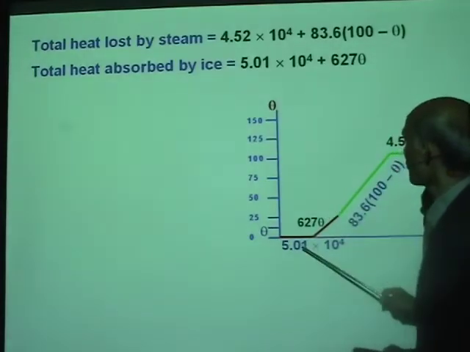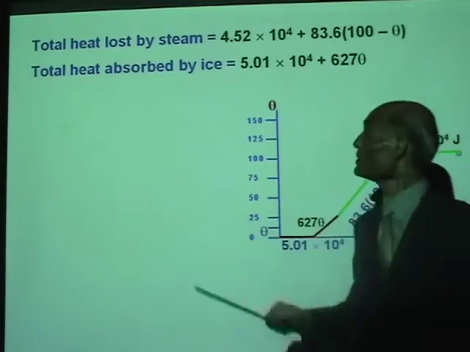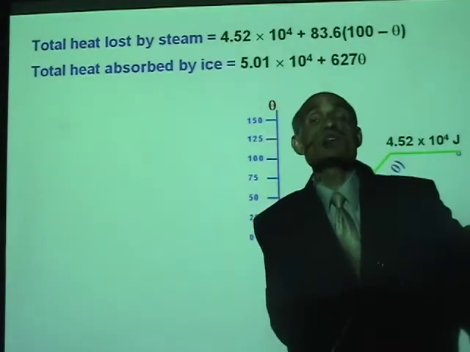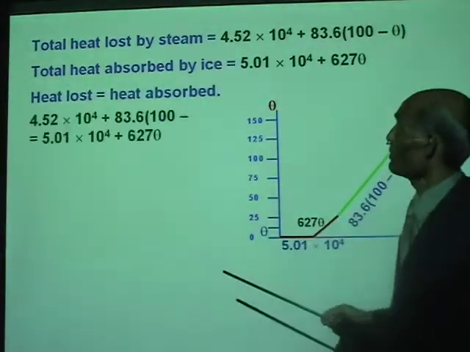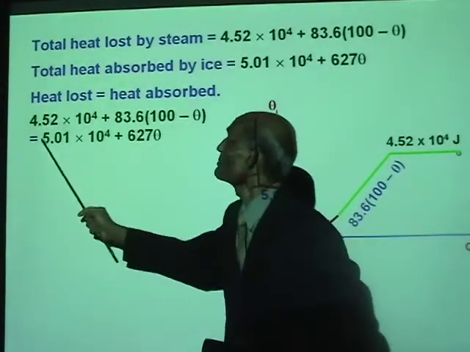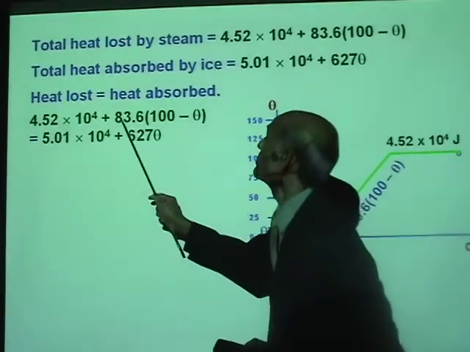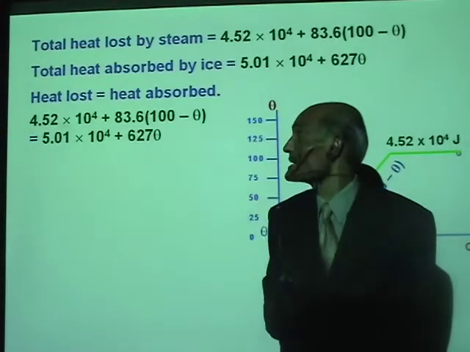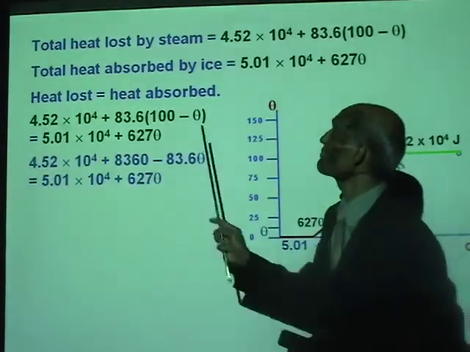5.01 times 10 to the 4 plus 627 theta. And now we can equate the two, because the principle says the amount of heat lost is equal to the amount of heat gained. So we have this whole quantity equal to that. What is left for us is to distribute that quantity, group terms containing theta, and solve for theta. I can leave that for you.